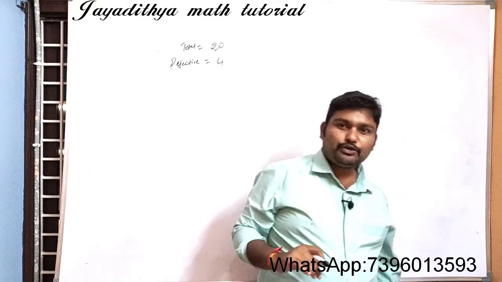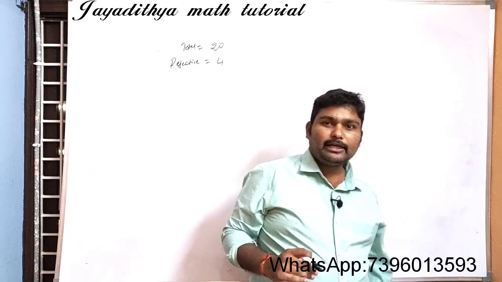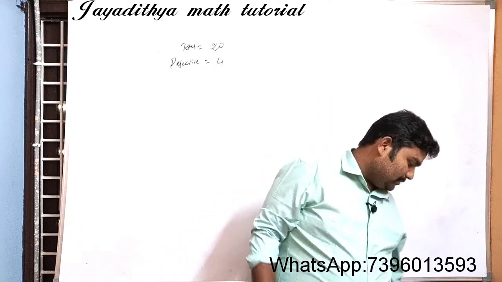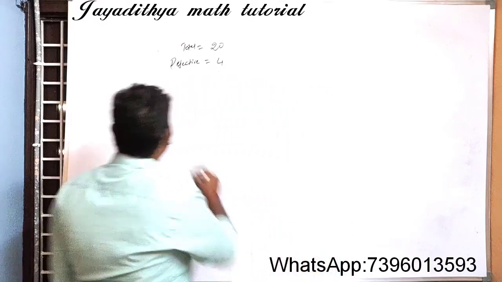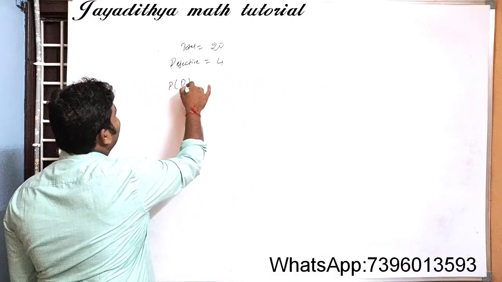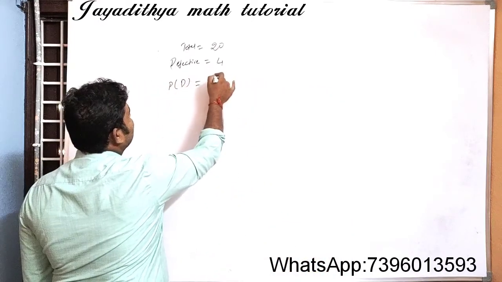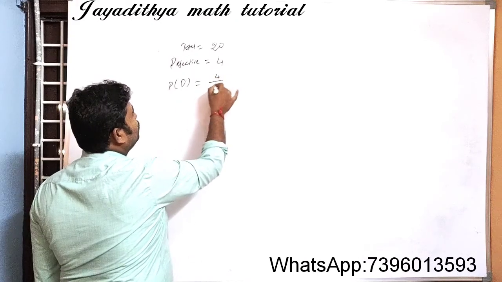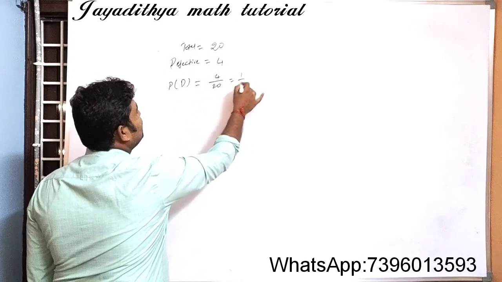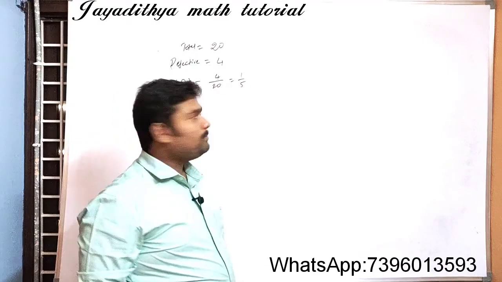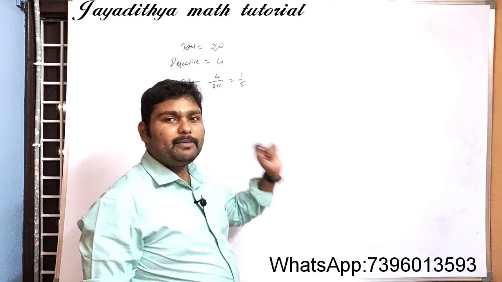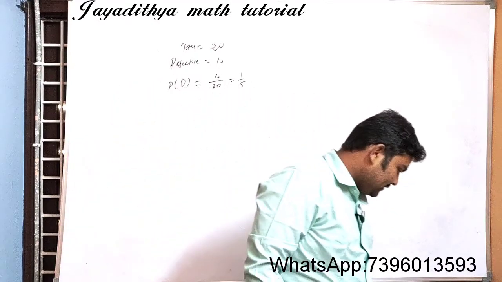First of all, what we need to do is find the probability of a defective bulb. What is the probability of a defective bulb? Defective bulbs are 4 out of 20. So what is the answer here? That is 1 by 5. So the probability of a defective bulb is 1 by 5 here.